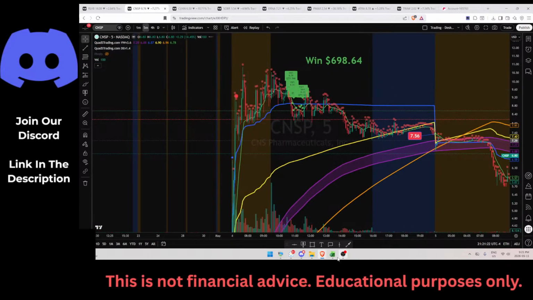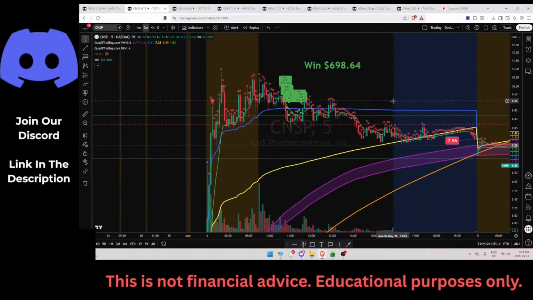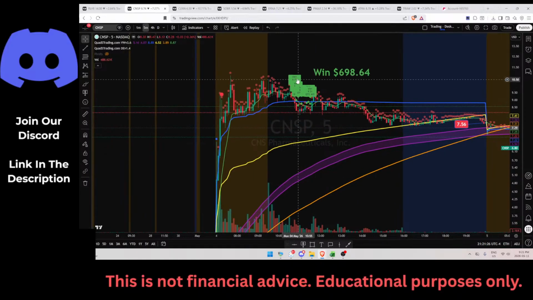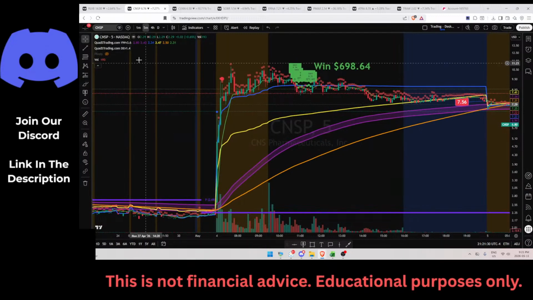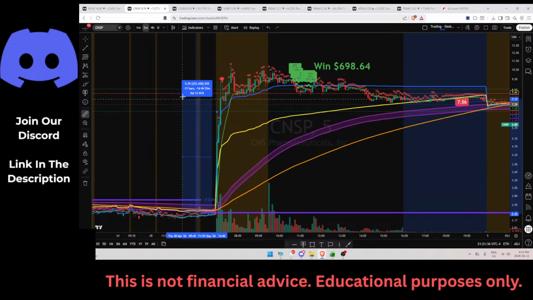CNSP, let's have a look at this one here. This was what we call a VW1 because the label is green. Don't worry about all these labels overlapping here. When we do a replay, it is a lot cleaner, because these are the kind of trades that you get in and forget about.